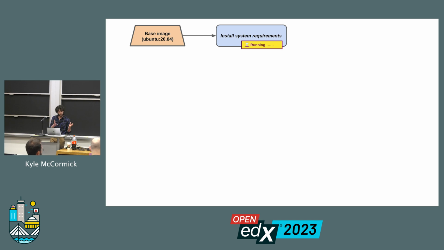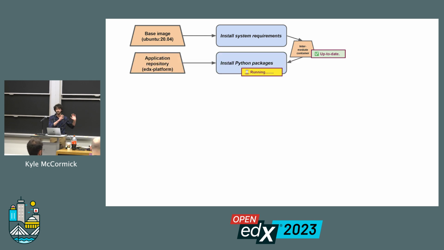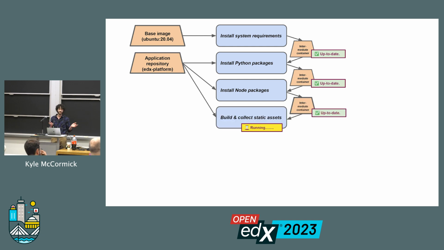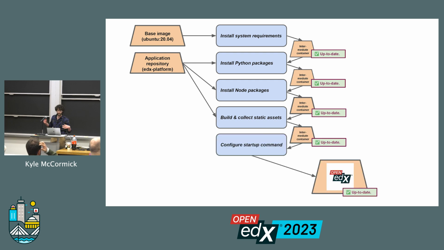So in Tutor's OpenEdX Dockerfile, we start with a base image running Ubuntu 20.04, and we install system requirements into that to create an intermediate container. We're just going to ignore those intermediate containers for now. They're just our intermediate artifacts that are going to be feeding into our further instructions. Then we take an application repository, edx-platform, we all know and love, maybe love. We take that as an input and install Python packages from it to create another intermediate container. From there, we install node packages. And lastly, we build and collect static assets to generate an OpenEdX Docker image.